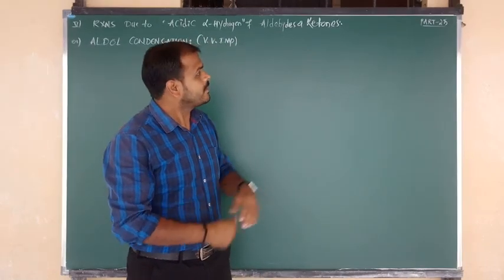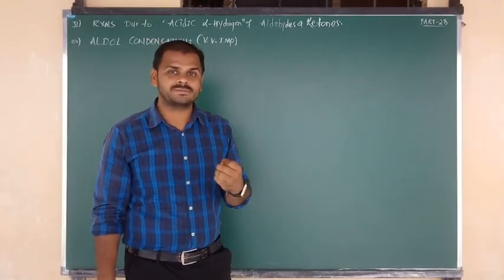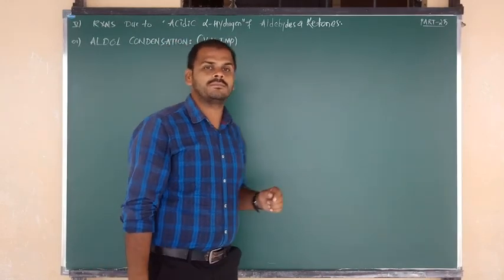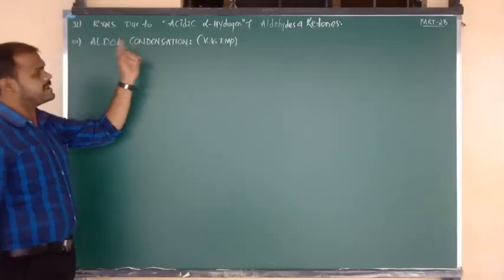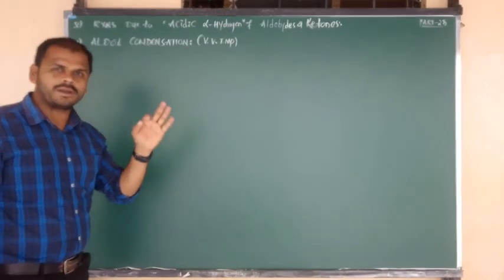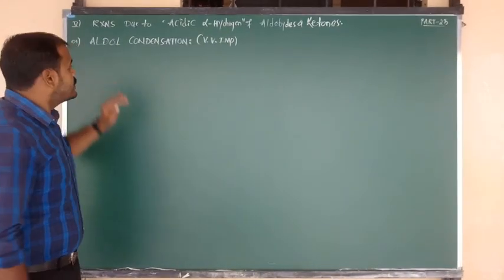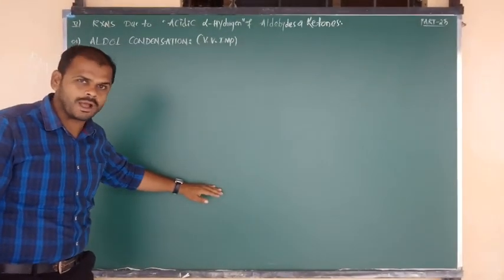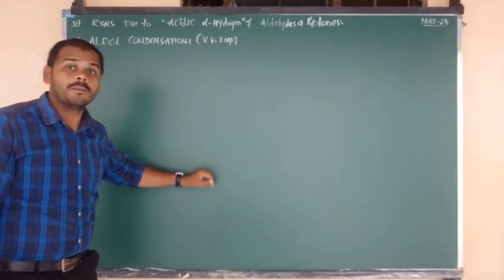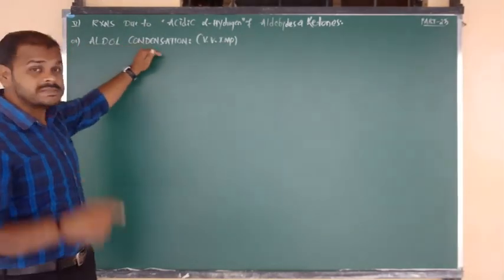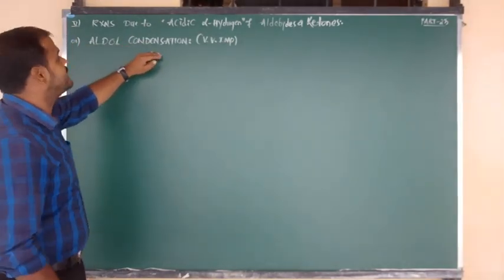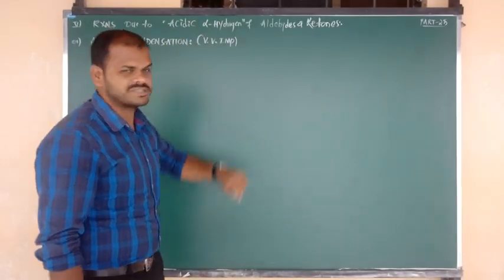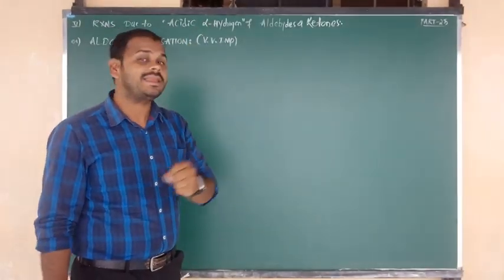Okay, fine. Now in this class I am going to explain one more very important topic, that is nothing but the aldol condensation. Very important, 100%. So what is meant by aldol condensation? What are the reactions? All of that we are going to finish in this class. But before that, this reaction comes under which category? The category is reactions due to acidic alpha hydrogen of aldehydes and ketones.